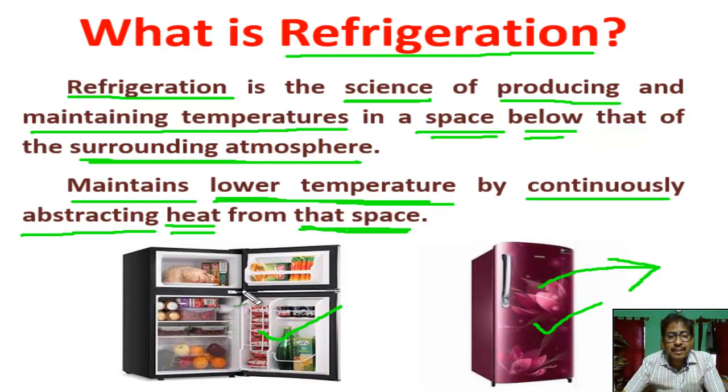If within this, temperature T1 and surrounding temperature T2, surrounding temperature, higher temperature, T1 inside the refrigerator, inside the space, lower temperature. According to second law of thermodynamics, external work is required to transfer heat from cold body to hot body, from lower temperature to higher temperature.